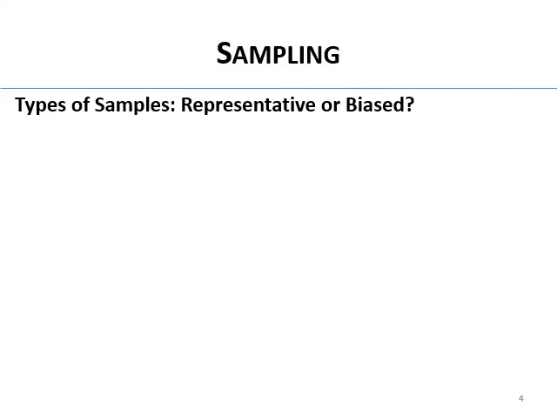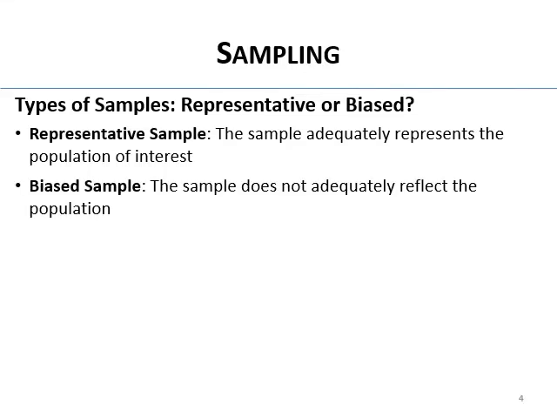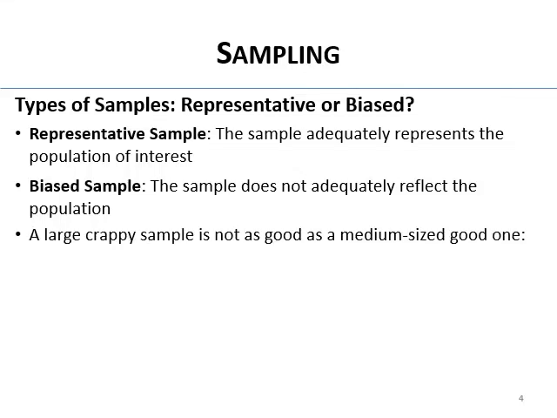The two major ways of thinking about a sample is: is it representative or biased? In representative samples, the sample does adequately represent the population of interest. In biased samples, the sample does not adequately reflect the population, right? So in some way, it doesn't reflect the whole population. It's biased. It goes without saying, but it's worth saying, that a large crappy sample is not as good as a medium-sized good one.